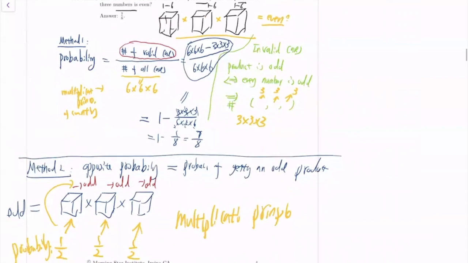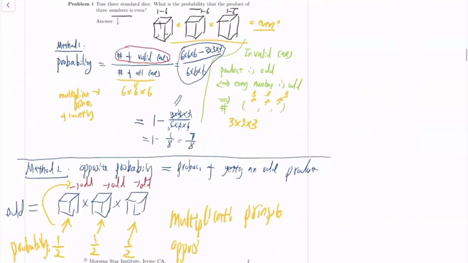We get the opposite probability, which just equals this first step. The first die gets an odd number with probability 1/2. Then you multiply. In the second step, we look at the second die. You get odd again, 1/2, and that is 1/2, so it's 1/8. And then from here, we get the required probability, which equals 1 minus 1/8, so it's 7/8.